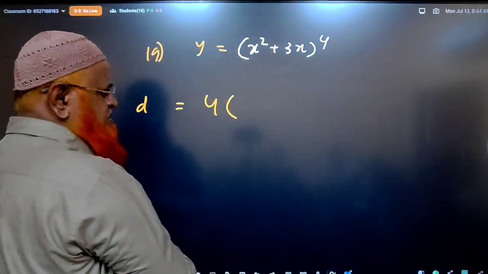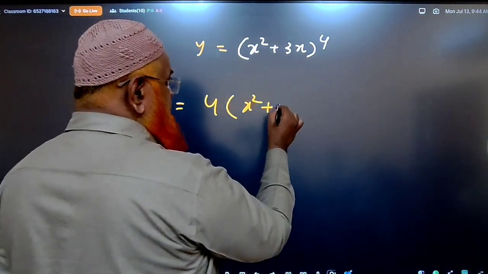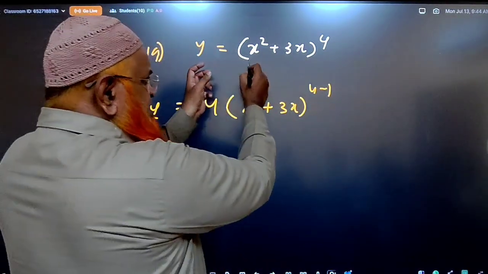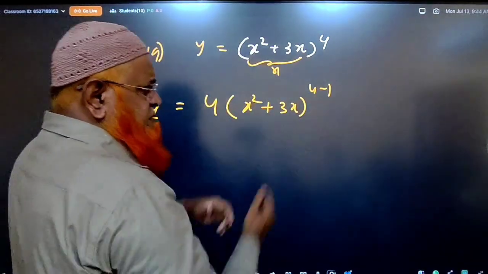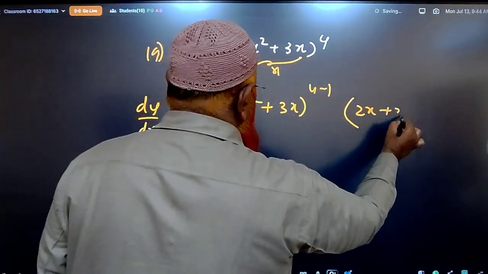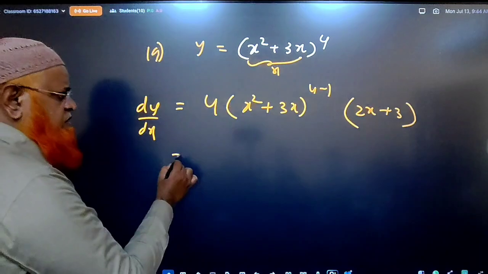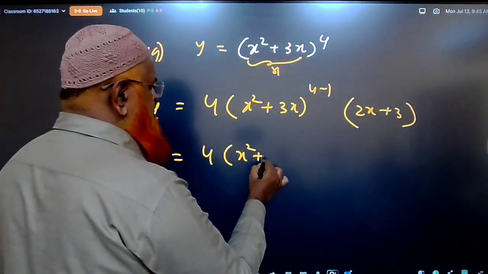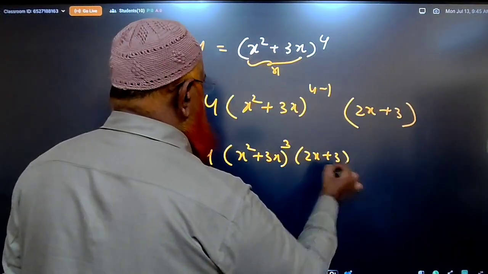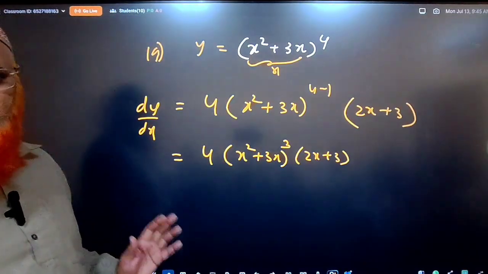19th one, if y is given as this much, you have to do dy by dx with respect to x. 4x square plus 3x power of 4 minus 1: n into x power of n minus 1, imagining the whole thing as x. Separately, if you differentiate the inner layer, how much will you get? 2x plus 3. Understood what I'm saying now? So what will you get now? 4x square plus 3x, and this is going to be 3, and 2x plus 3 separately. Okay, this is the final result. Hope you understood what I'm saying now.